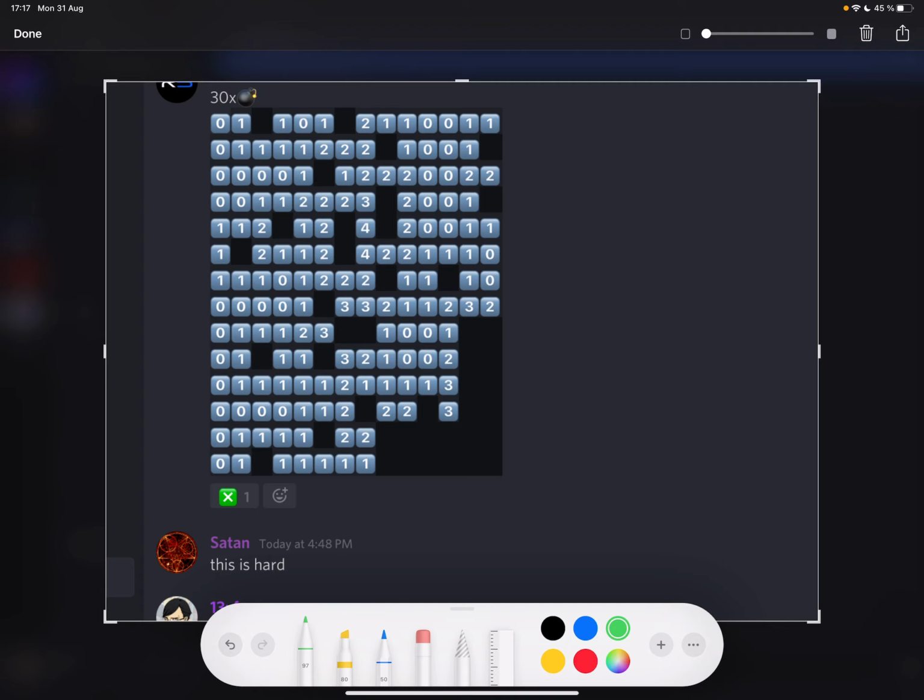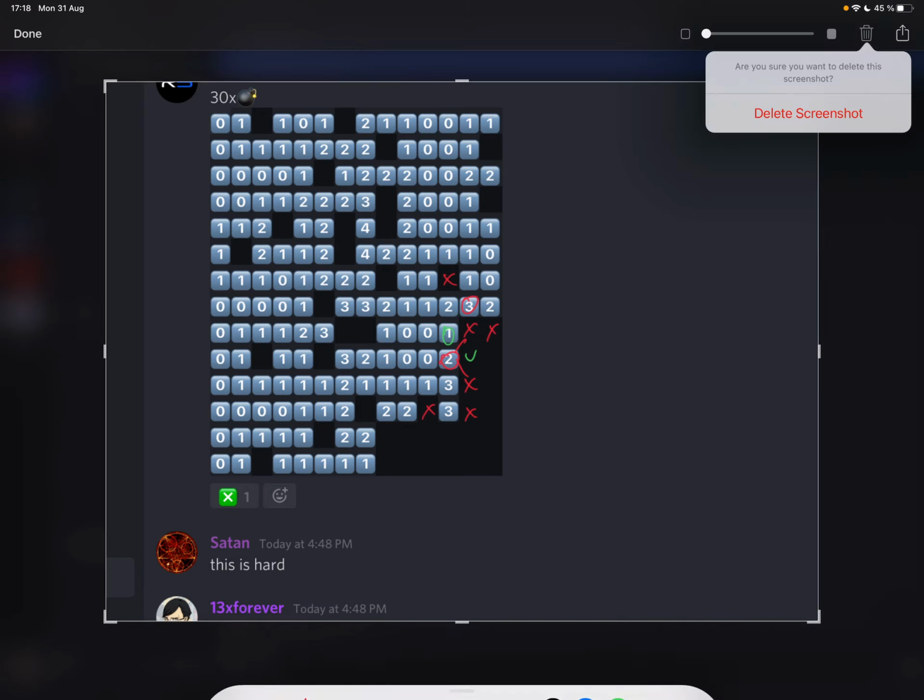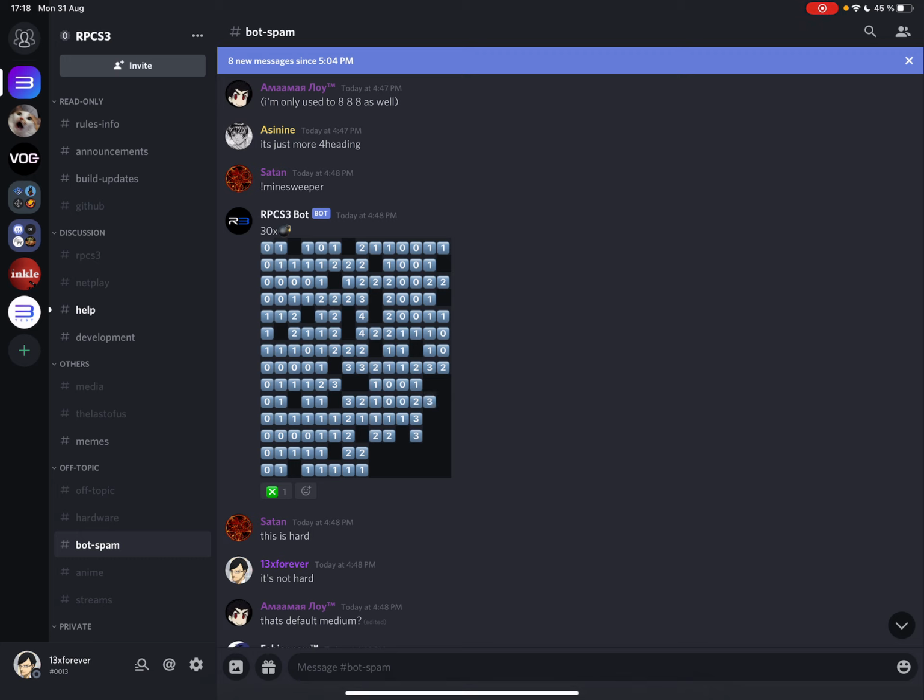Now, this one tells us there are 3 mines here. So this one tells us there is no mine here, a mine here. Oh yeah, I think we've opened this before. Alright.